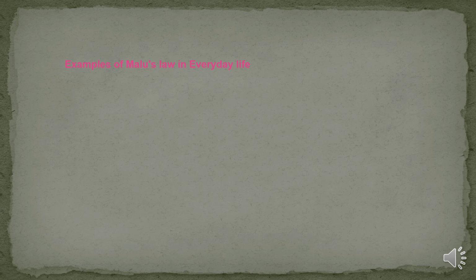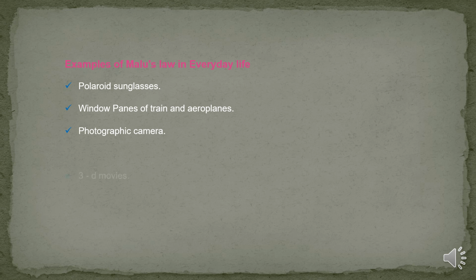Examples of Malus law in everyday life: polarized sunglasses, window panes of trains and aeroplanes, photographic camera, 3D movies, to eliminate dazzle from the headlights of cars and buses, etc.